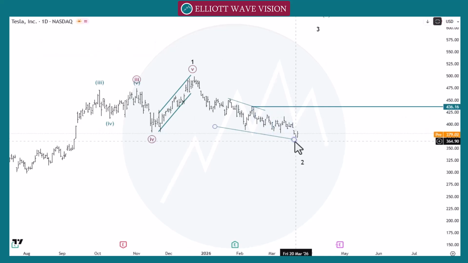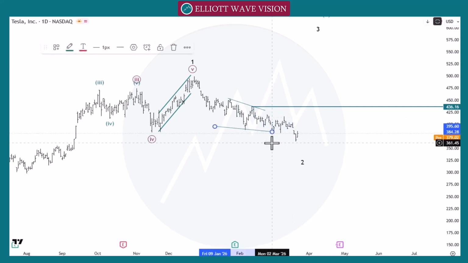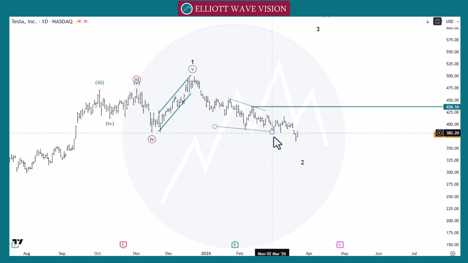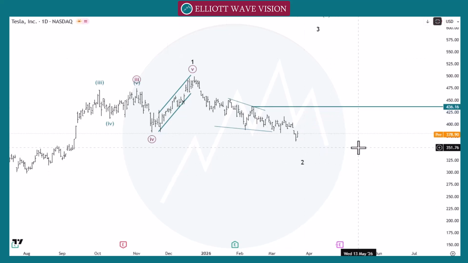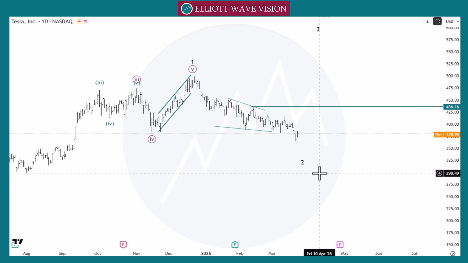So we count this move at this point as a leading diagonal wave A, then wave B. Now we are looking for wave C. Or we can count this move as a B and C, W, then X and then Y. So how do we join the next bearish move? We need to wait for the classic trading level pattern at 350 to go towards the 300.